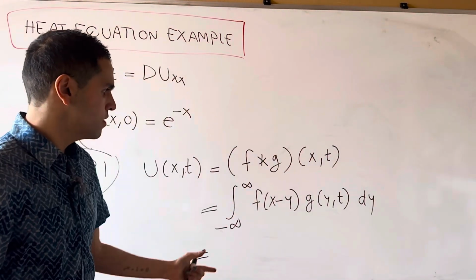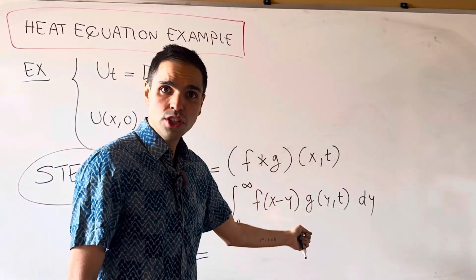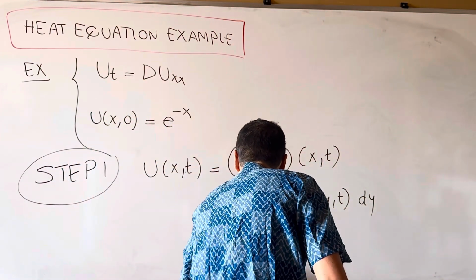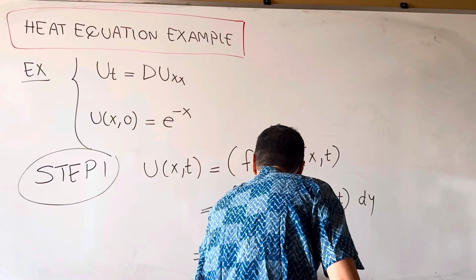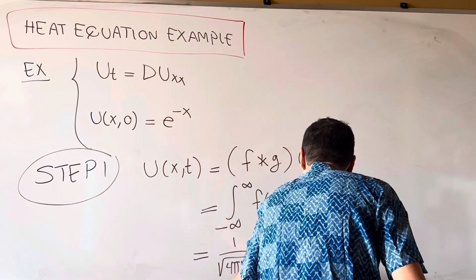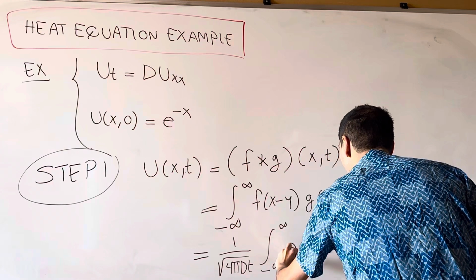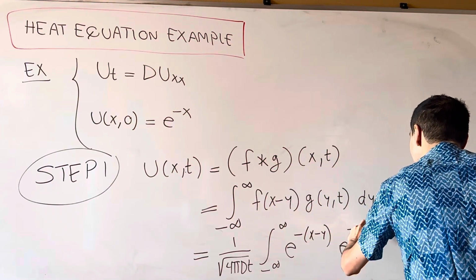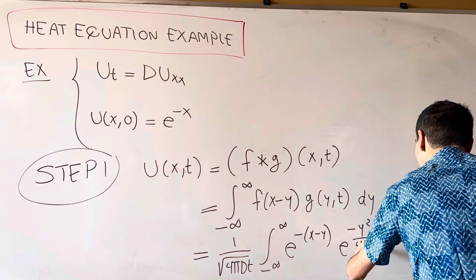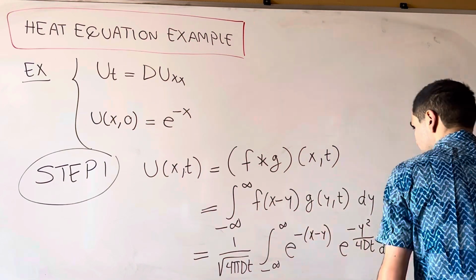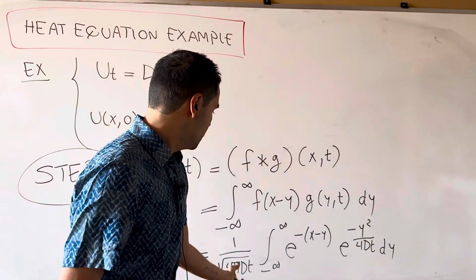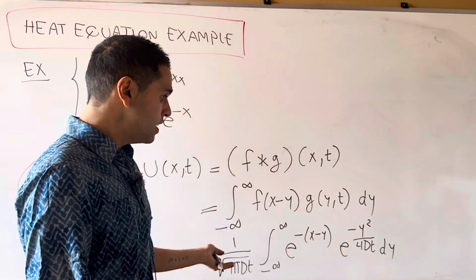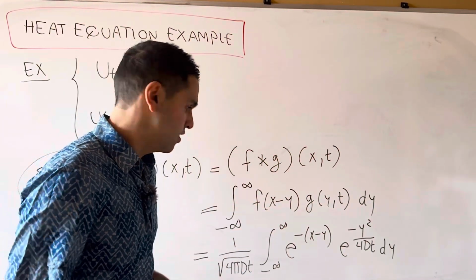And all this boils down to, we need to use a definition of g, which has a 1 over square root of 4 pi dt, and an integral from minus infinity to infinity of e^(-(x-y)) and an e^(-y^2/(4dt)) dy. So here we just pulled the 1 over square root of 4 pi dt out. And all we need to do is simplify this a little bit.